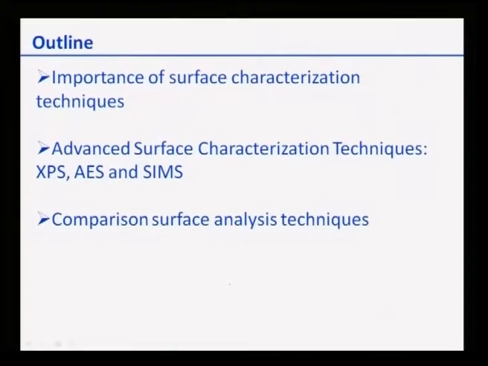The first one is X-ray photoelectron spectroscopy, the second one is Auger electron spectroscopy, and the last one is secondary ion mass spectroscopy. XPS is X-ray photoelectron spectroscopy, AES is Auger electron spectroscopy, and SIMS is secondary ion mass spectroscopy. These 3 techniques will be detailed in this course. Finally, I am going to compare these surface analysis techniques so that you can get an idea which technique has advantages in certain aspects over the others.